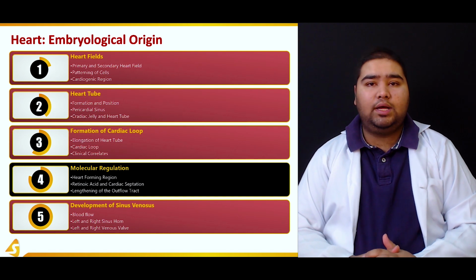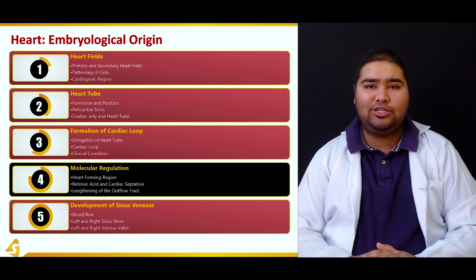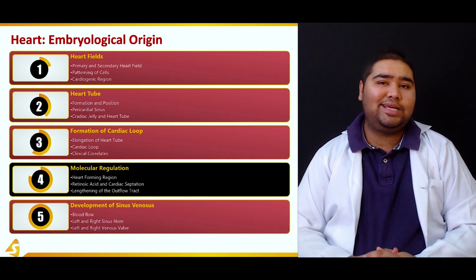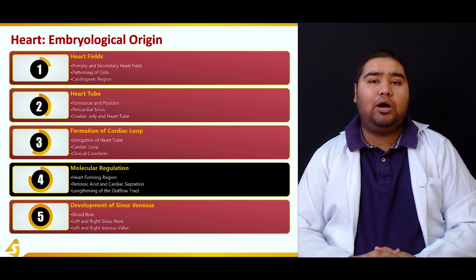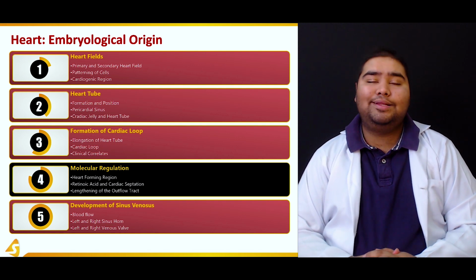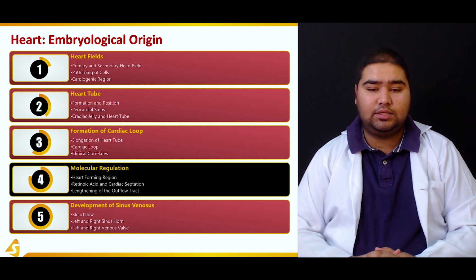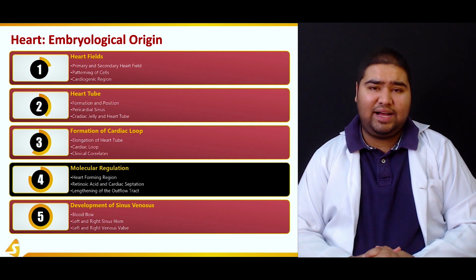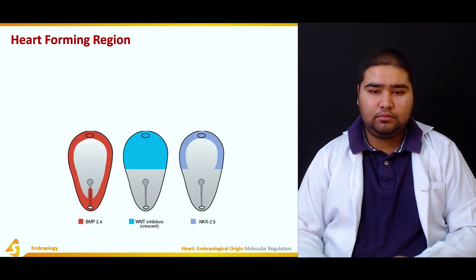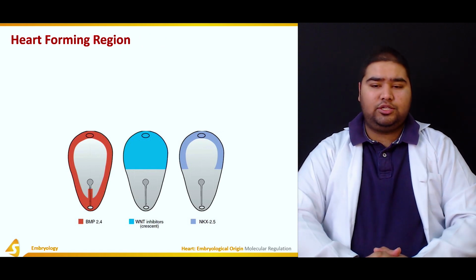We'll be talking about the heart forming region and what genes and what factors actually act on this region to form the adult heart tube. Then we'll go into the details of retinoic acid and how it helps in the formation of venous components of the heart, and the cardiac septation, what genes actually play a role in cardiac septations. Then we'll see what factors affect the lengthening of the outflow tracts. So now the first subsection is the heart forming region.